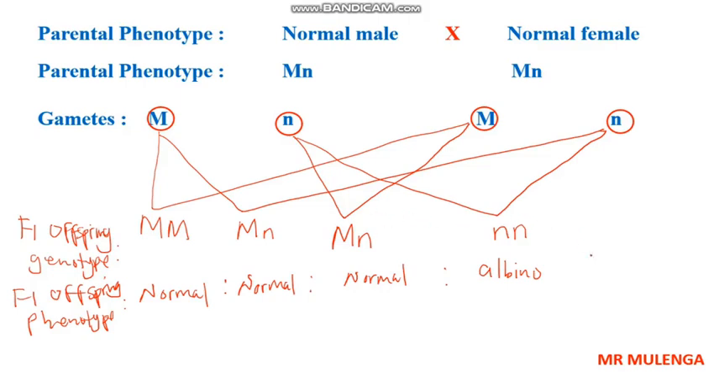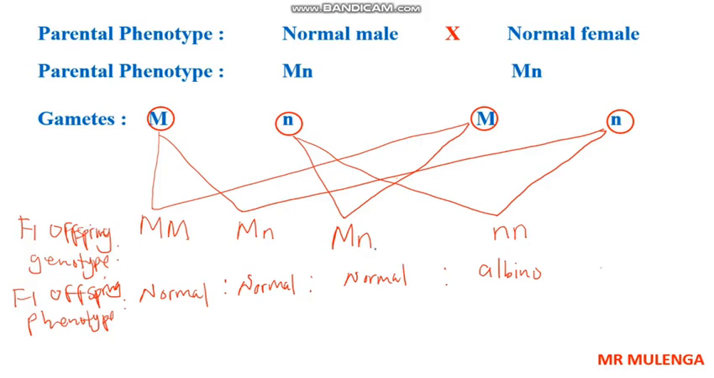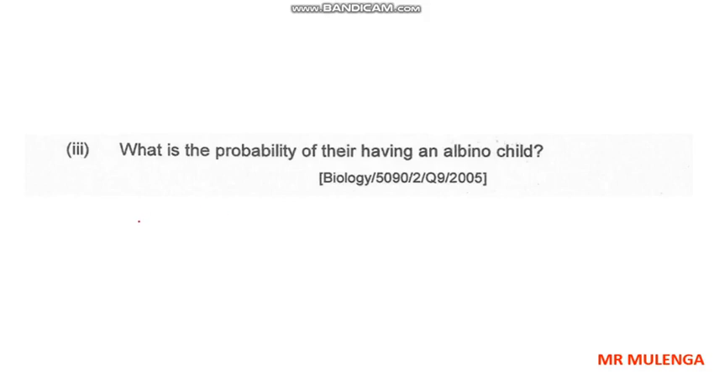So let us now look at the second question, which is the last one. What is the probability of them having an albino child? So what is the probability of the couple having an albino child? Let's take a look at this diagram. We can see that this couple had 4 children. From these 4 children, only one was an albino. So we will say the probability of this couple having an albino child is equal to 1, the one who was an albino, out of 4. So this is our probability.